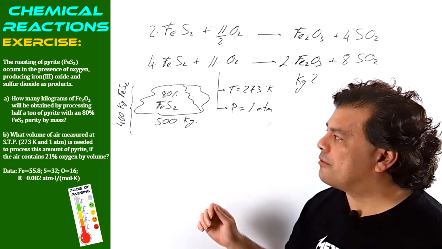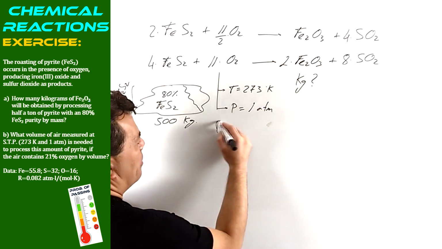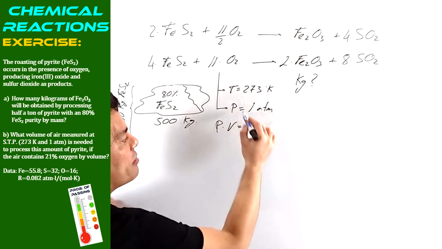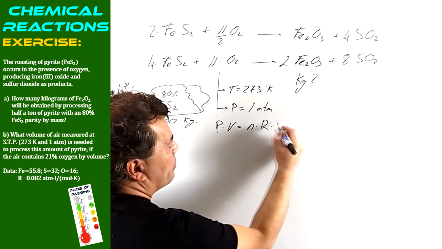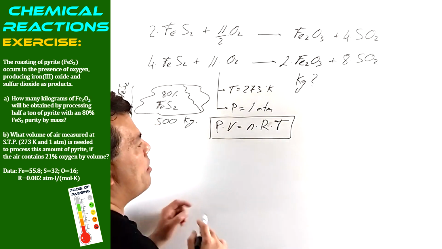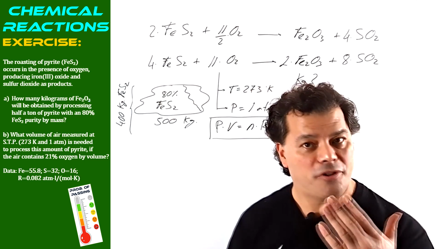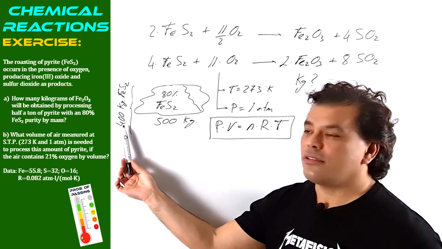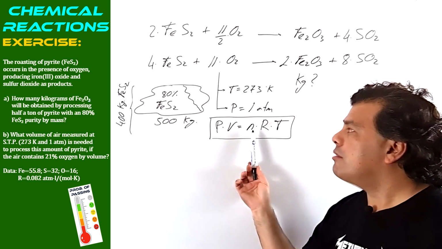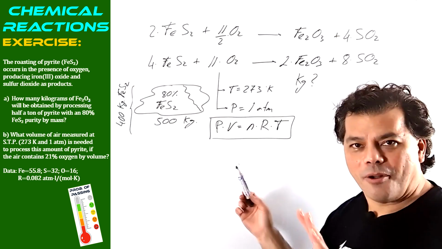Well, what are we going to do? As you probably know, we are using this formula. Pressure multiplying volume equals number of moles, number of oxygen moles, multiplying the Rydberg constant and temperature. So we need moles of oxygen, and we are moving using our conversion factors. We are moving from this 400 kilograms of pyrite into moles of oxygen. Moles of oxygen, not grams, only moles.